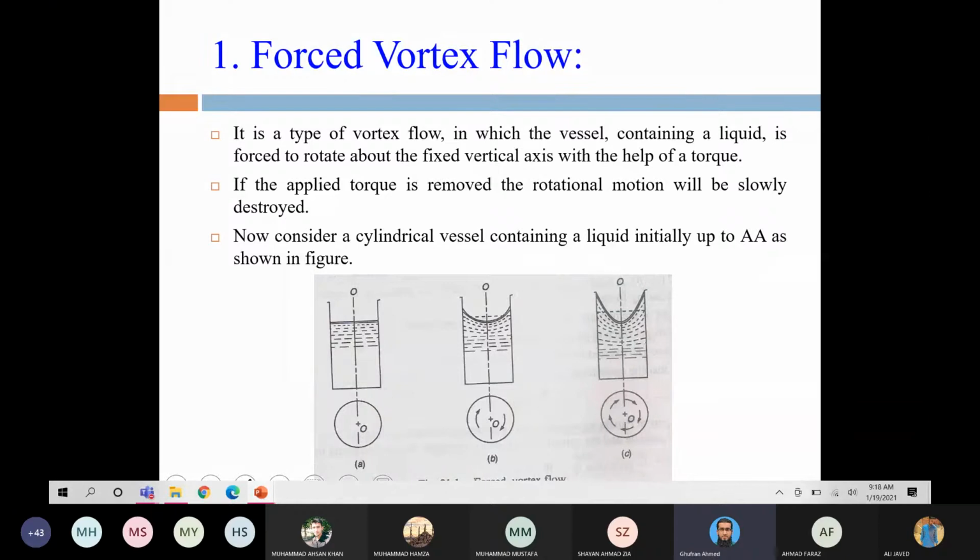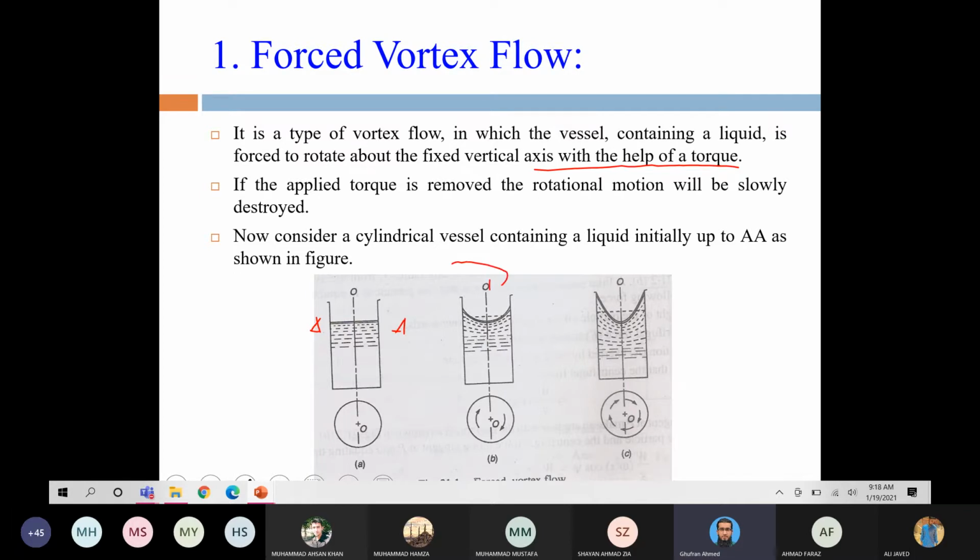So forced vortex, as I said in the start, is a type of vortex flow in which the vessel containing liquid is forced to rotate about its fixed vertical axis with the help of a torque. So this is an external thing. If the applied torque is removed, the rotational motion will be slowly destroyed. Now consider a cylindrical vessel containing a liquid initially up to AA, as shown in the figure.